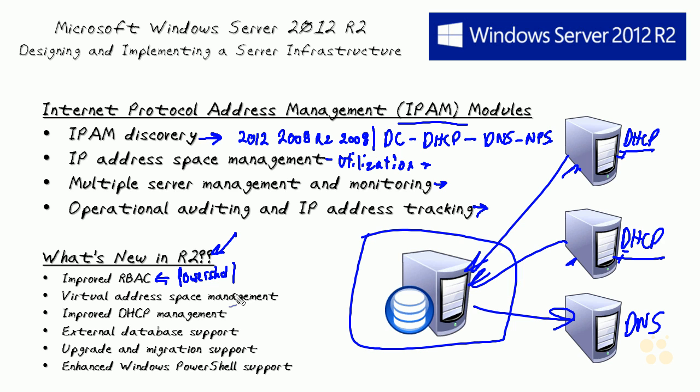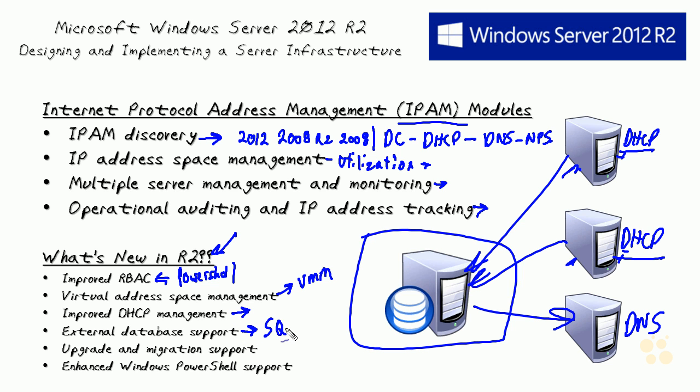You also have virtual address space management. Yay! That means that Virtual Machine Manager, VMM, can actually manage the physical and virtual IP addresses. So guess what? In 2012, you couldn't do that. Now you can use VMM, and it will actually track what's going in there. You can use new operations from IPAM on your DHCP servers. That's always good.